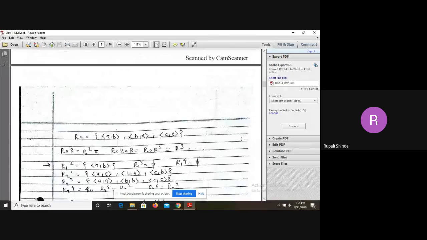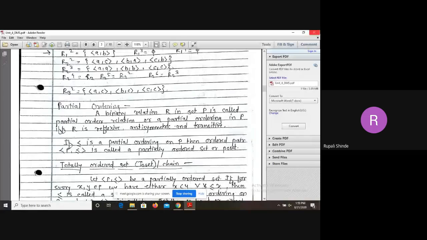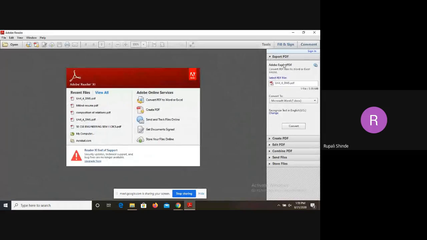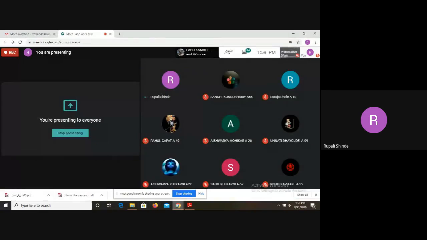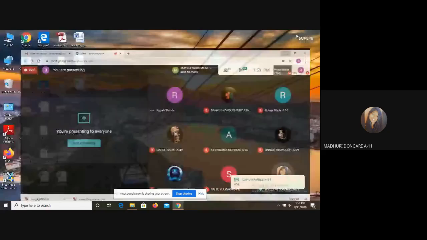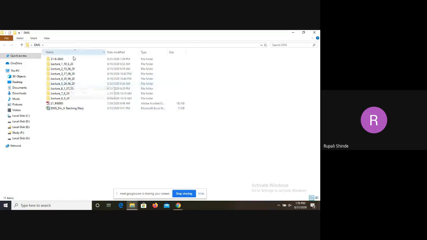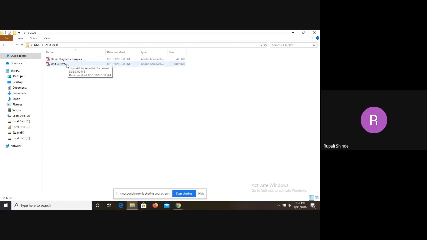After that, we have seen what is a partial ordered relation. So, what are the properties that should be satisfied by a partial ordered relation? Three properties are there: reflexive, antisymmetric, and transitive. That is RAT. Then only that relation is called a partial ordered relation.